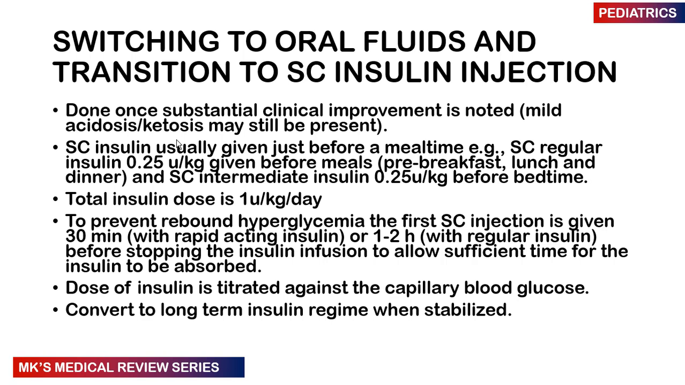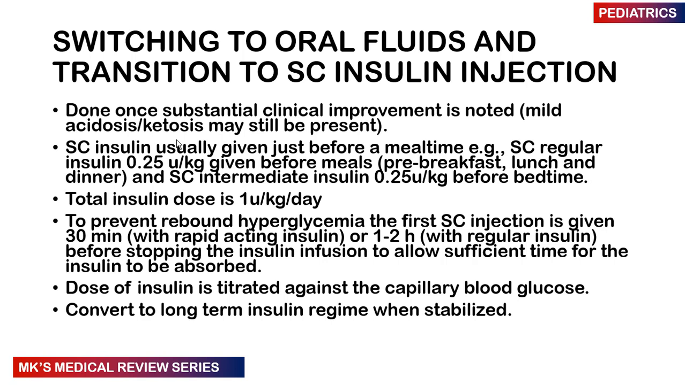Then, of course, there will be a time where you want to switch them to oral fluids and transition them to subcutaneous insulin injection. So this is done once there is substantial clinical improvement, where mild acidosis or ketosis may still be present, or you now want to switch them to giving the insulin before mealtime. For example, your regular insulin subcutaneous 0.25 units per kg before every meal, before breakfast, before lunch, before dinner. Then you give the intermediate acting insulin before bedtime. Then, of course, the total insulin dose is about 1 unit per kg per day.